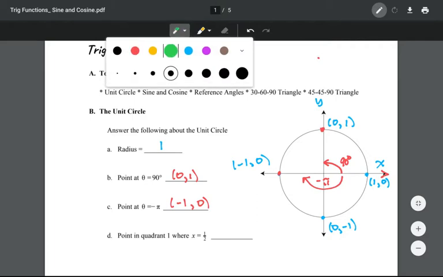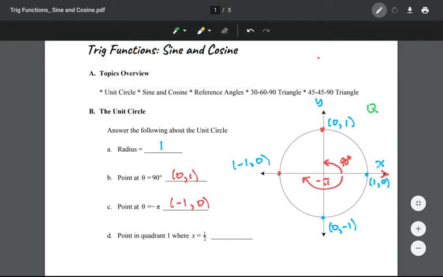Next, I want the point in quadrant 1 where x is equal to 1/2. Let's go ahead and label these quadrants. I start by labeling my quadrants in the upper right. This is quadrant 1. All my x's and y's are positive, so every point has positive coordinates. Moving around counterclockwise, I get to quadrant 2. In quadrant 2, my x's are negative, but my y's stay positive. And then quadrant 3, everything is negative. Both the x's and the y's are negative. And then finally, quadrant 4, labeling that last one with our Roman numerals, I'm back to positive for x's, but now I've got negative still for y's.